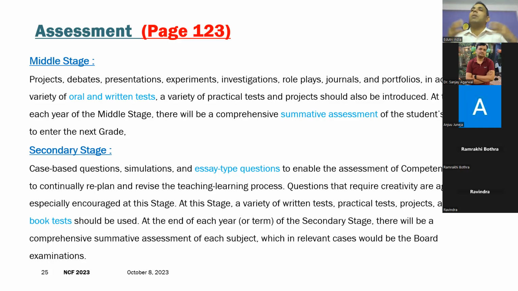So maybe some of the committee members have realized this problem, that our next generation does not know how to write. And that is the reason they are talking about case-based questions and essay-based questions, where children should know how to write.